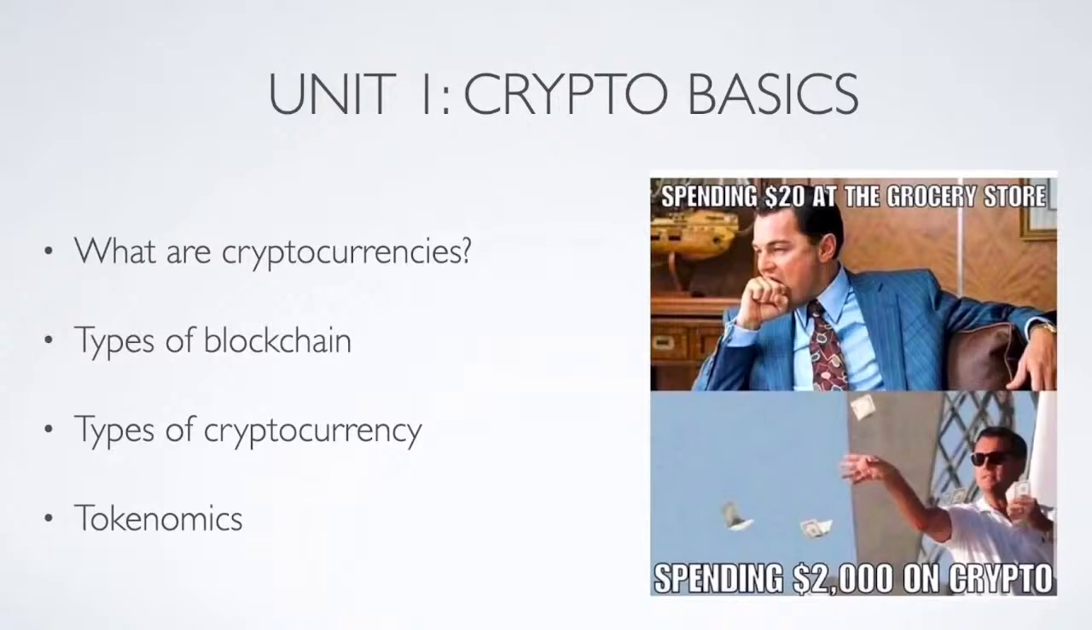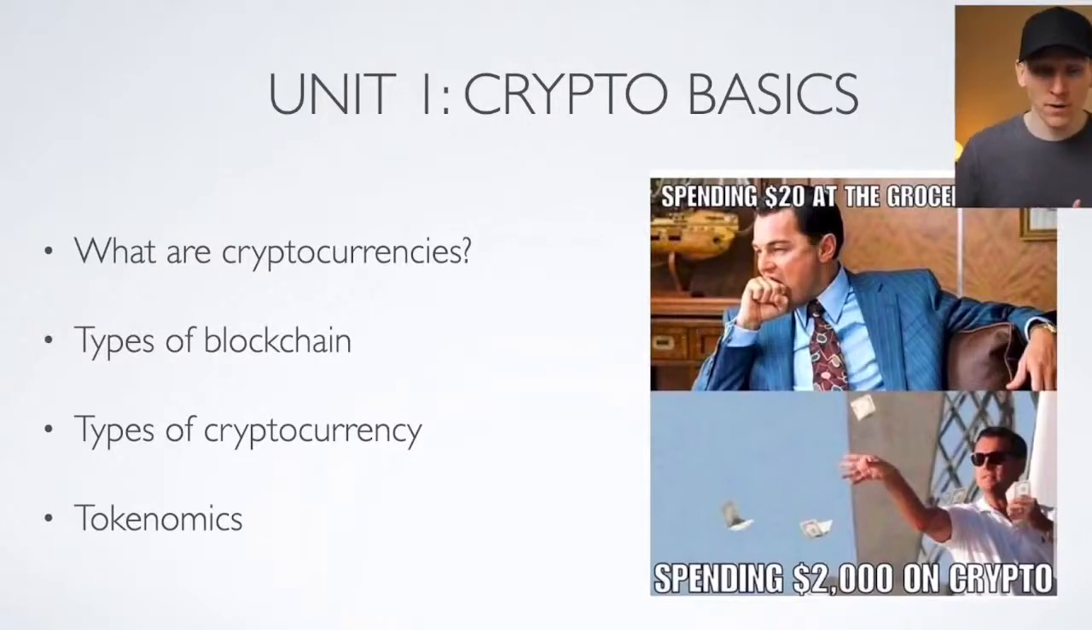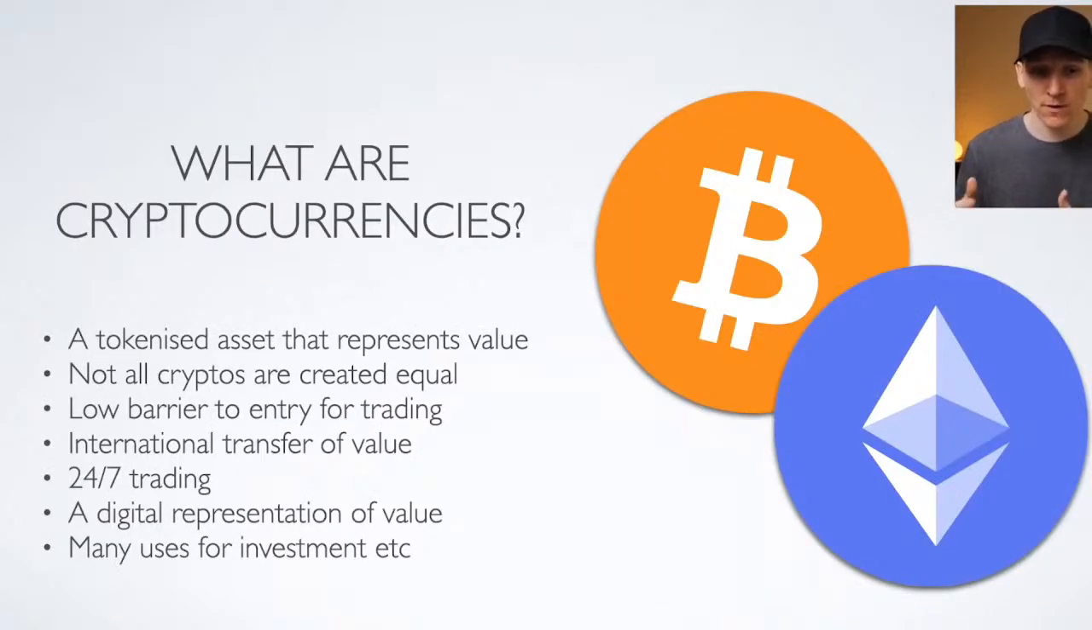The first unit is crypto basics. What are cryptocurrencies? What are blockchains? What are the different types of blockchain? What are the different types of crypto? And how can we use tokenomics to actually go and research cryptocurrencies? What are cryptos? They're just tokenized assets that represent value, not really much more than that.